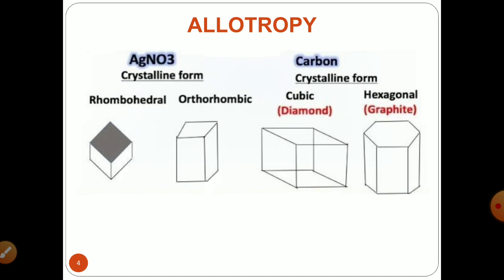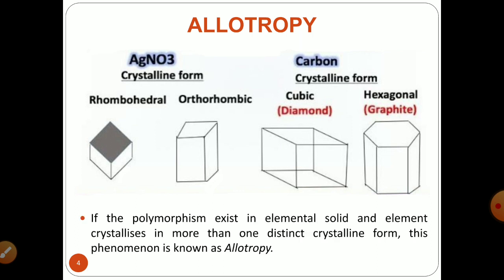If you are studying polymorphism in elemental solids, that is, in an element, the capability of an element to crystallize in more than one distinct crystalline form is known as allotropy. For example, if you observe silver nitrate, its crystalline form exists in rhombohedral and orthorhombic forms. But if you focus on carbon, then the crystalline form of carbon may exist in cubic form and hexagonal form. The cubic form of carbon is diamond, whereas the hexagonal form is graphite. So, if an element crystallizes in more than one distinct crystalline form, the phenomenon of polymorphism in an element is known as allotropy.